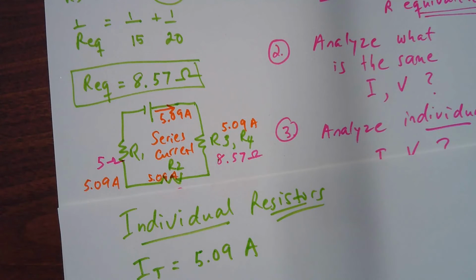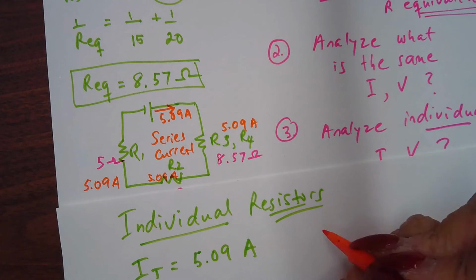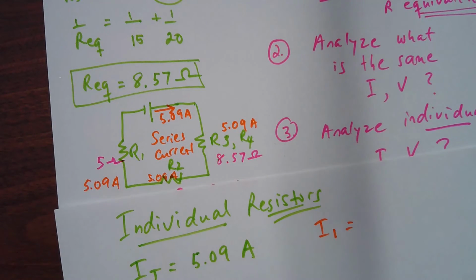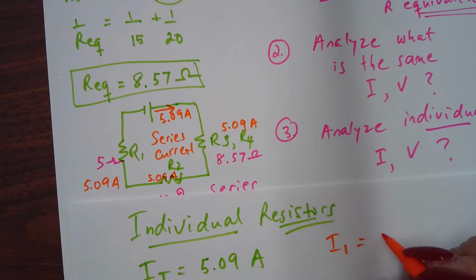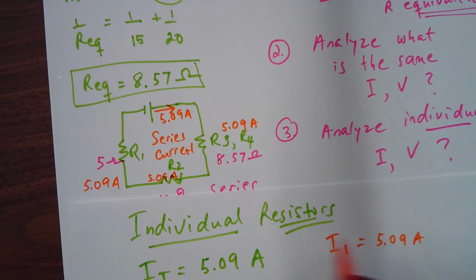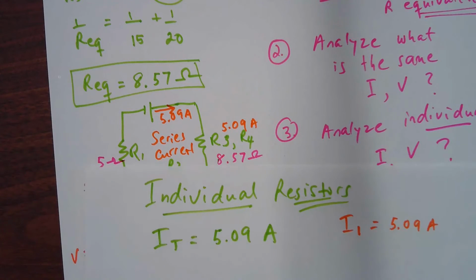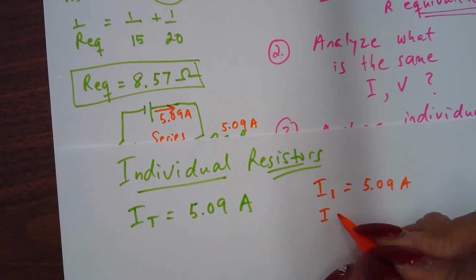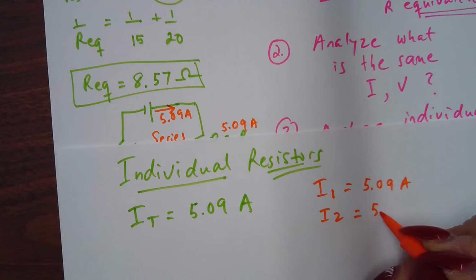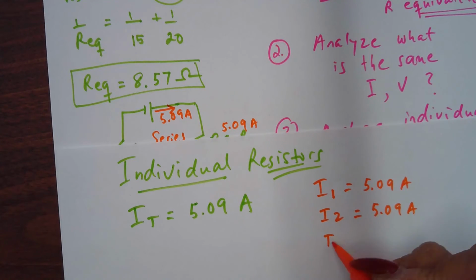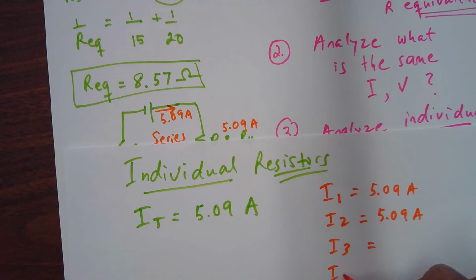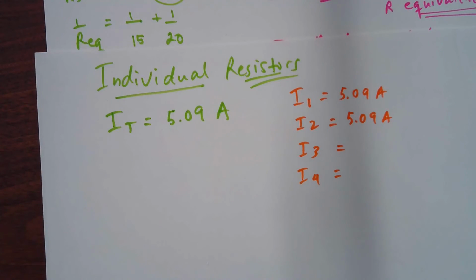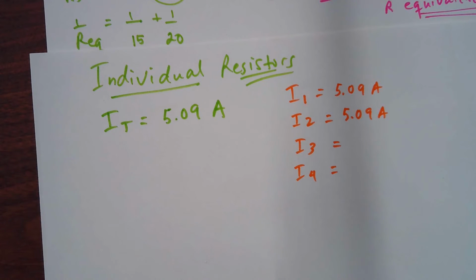Okay, so I'm going to write down what we know so far. What is our I1? 5.09 amps, right? R1 is a resistor. The current in R1 is I1. They're all the same though. What is I2? 5.09 amps. Now, what is I3? No, we don't know. I'm sorry. It's I3 and I4 combined that gets 5.09 amps, right?